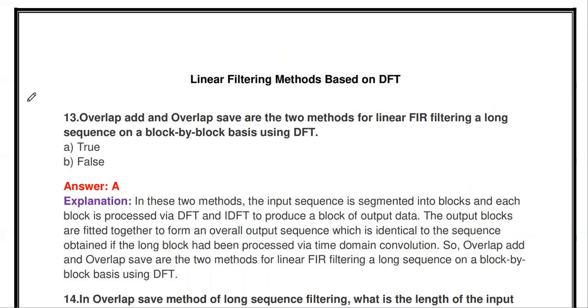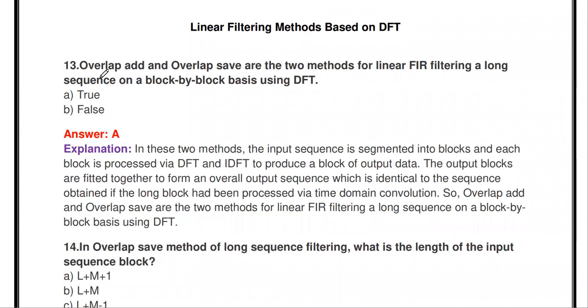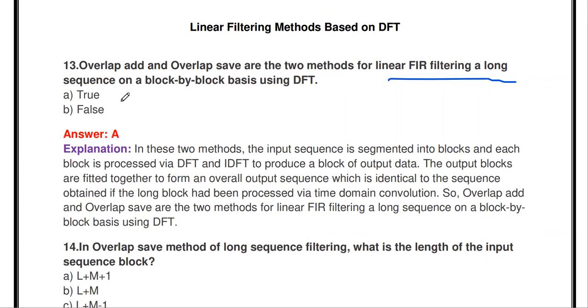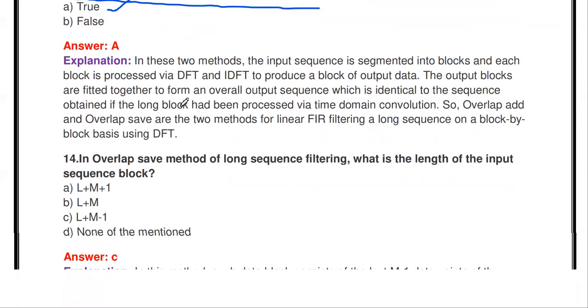Then the next topic, linear filtering methods based on DFT. The overlap add and overlap save methods are two methods for linear FIR filtering of long sequences on a block by block basis using DFT. This is true. The overlap save method and overlap add method are used to obtain the linear FIR filtering of long duration sequences. This is true.